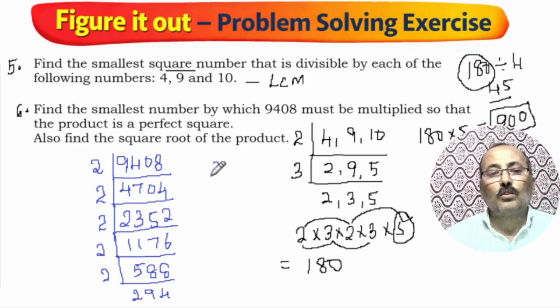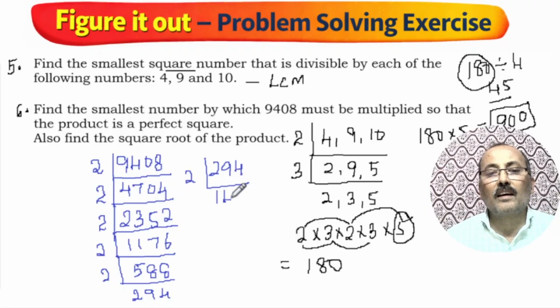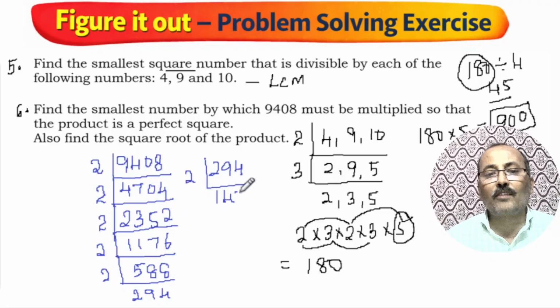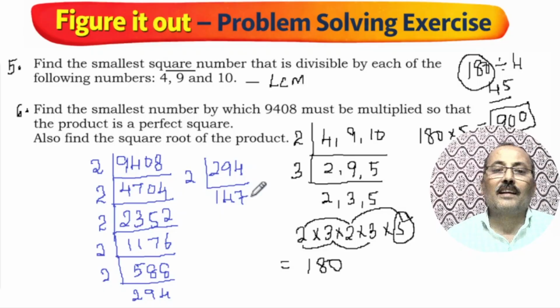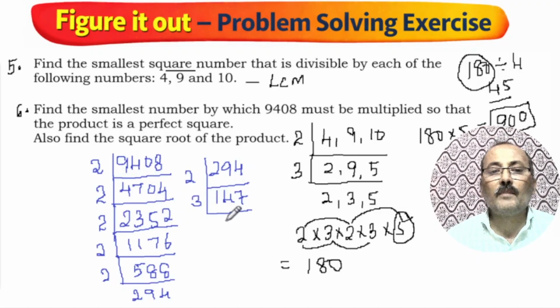Again the 2 table, and 294. Again the 2 table, 2 times 14 is 28, and we get 147. Here an odd number came, so 2 is not possible. 1 plus 4 is 5, 5 plus 7 is 12, so it is possible with the 3 table. 3 times 49 is 147, and 7 times 7 is 49.